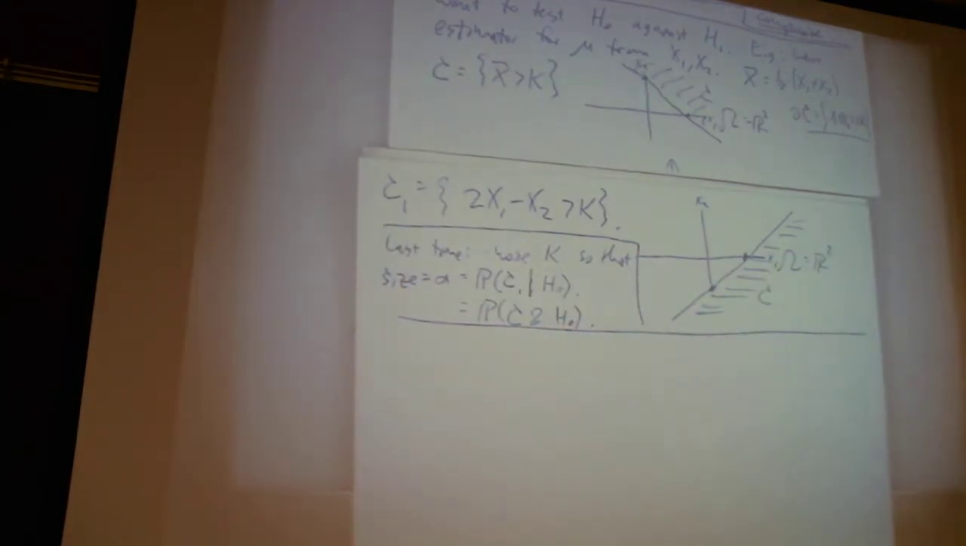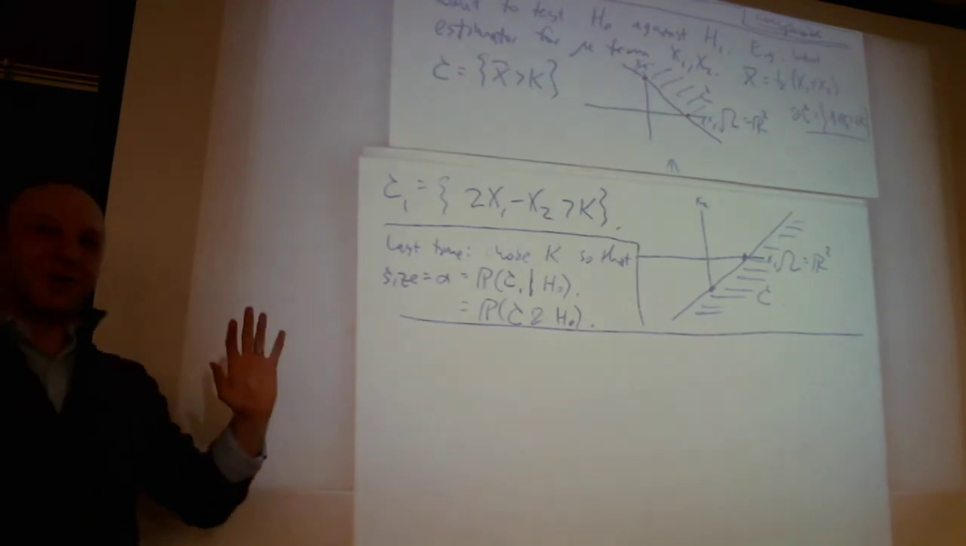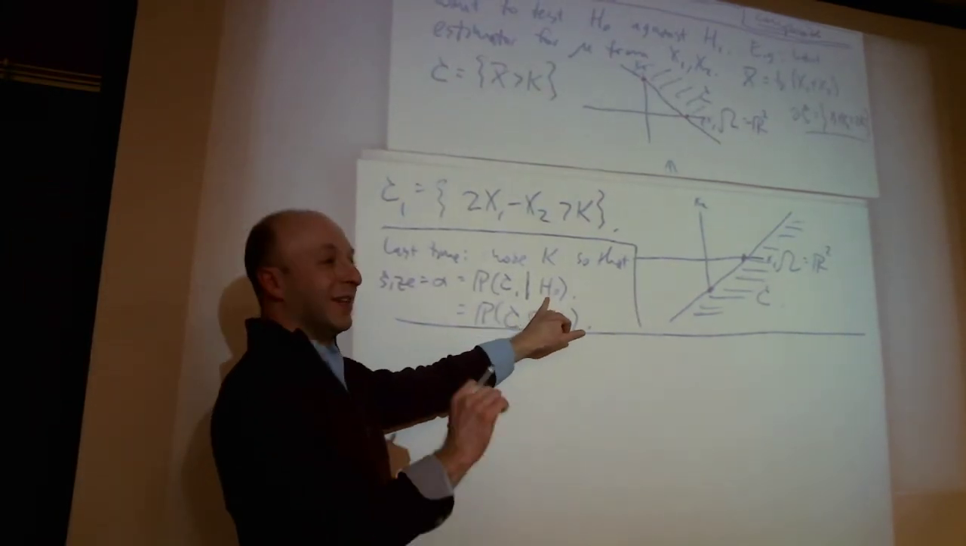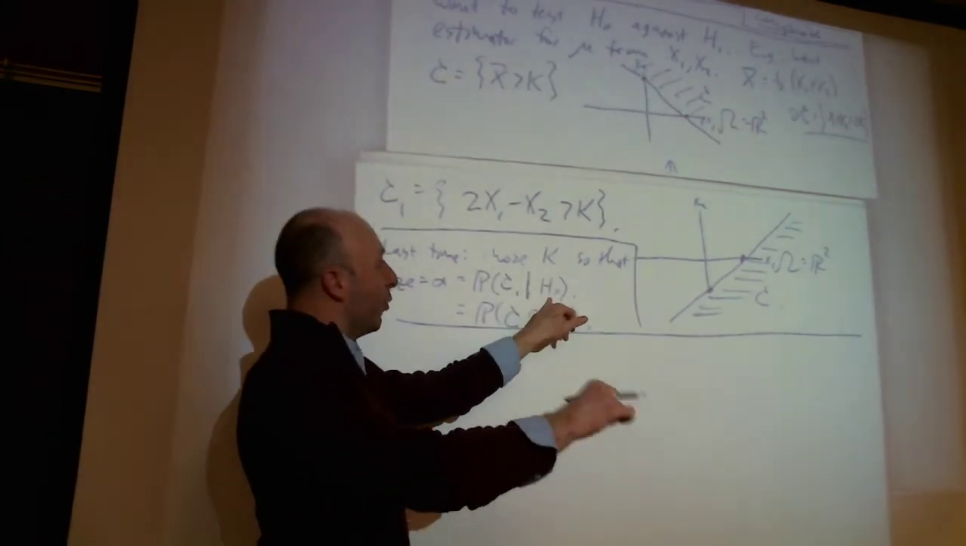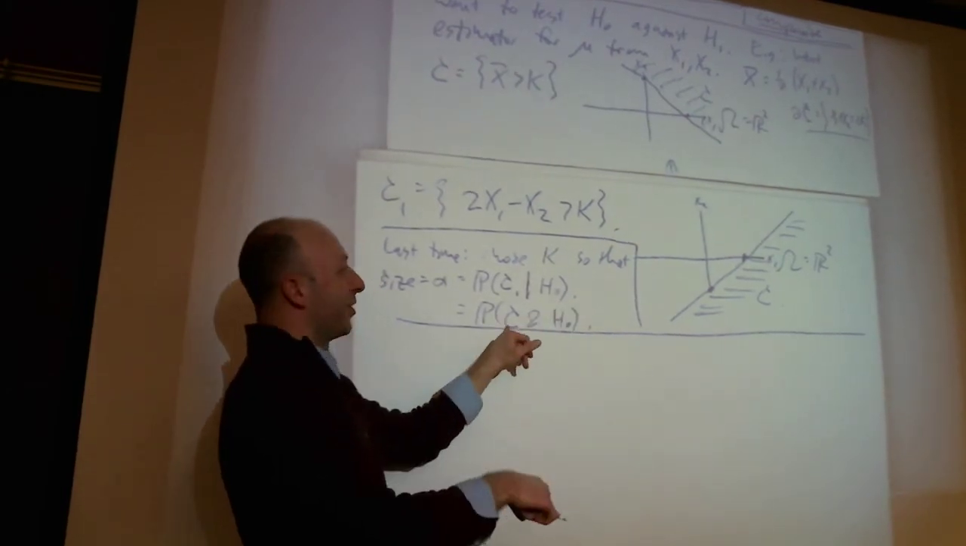Like, true or false. Yes, we can, it's just notation, right? Hopefully it's clear what this means. It means when you're computing this, you put in the PDF that H0 tells you to put in. And that's how you measure the size of this.